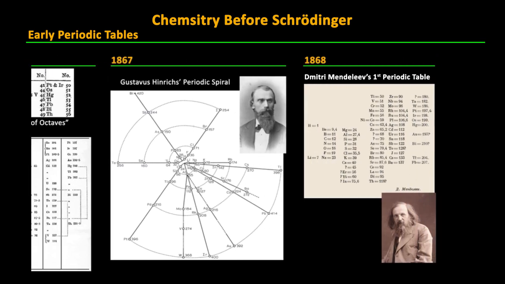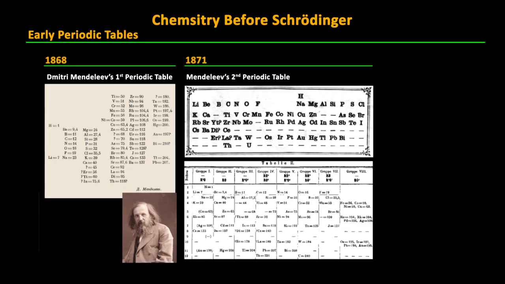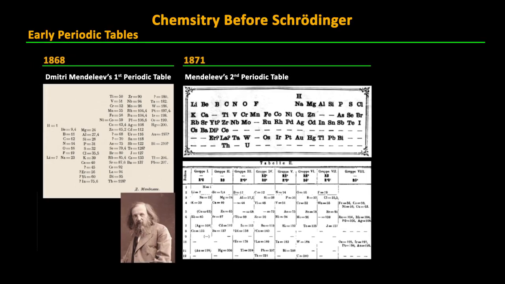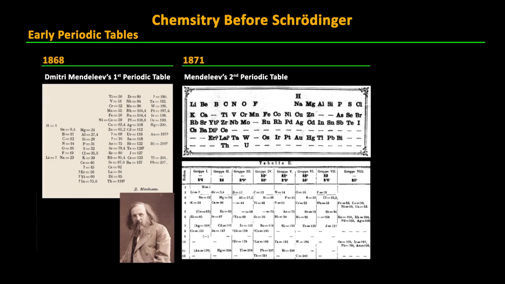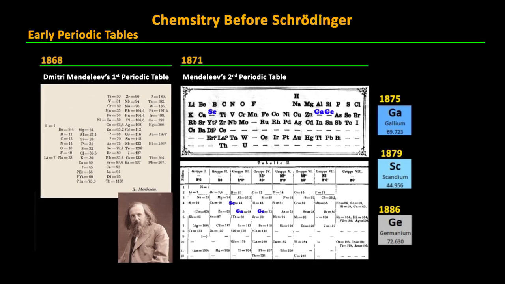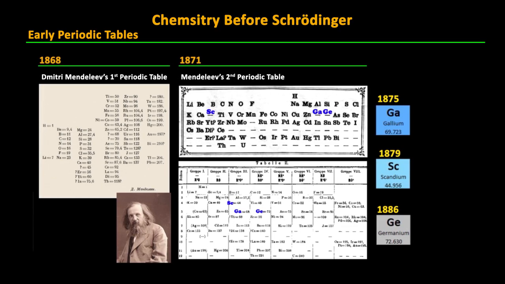Dmitry Mendeleev published what was recognized as the first periodic table in 1868, and he claimed in 1871 that the periodicity of the atomic properties when sorted by atomic weight implied that there were missing elements in the series. When gallium, scandium, and germanium were later discovered, they did indeed have the chemical properties that were predicted by Mendeleev's table.